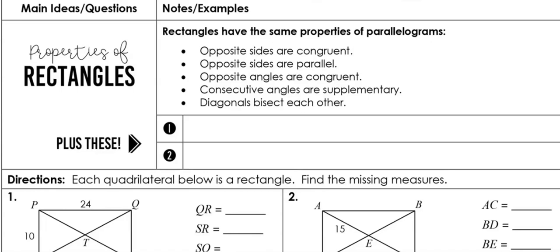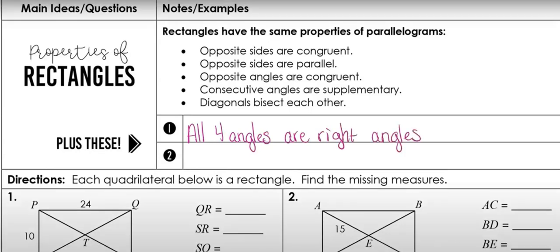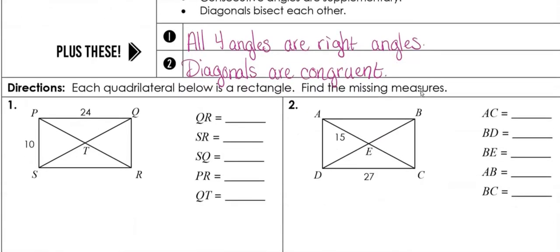If you notice, rectangles are going to have the same properties as parallelograms, which is what those first 5 bullet points are explaining. So we're going to take what we've previously learned about the properties of parallelograms and apply them with rectangles as well. But we're also going to add these two additional properties. The first one is that all 4 angles are going to be right angles. And the second one is that diagonals are congruent. So let's go ahead and apply these new properties that we've learned about rectangles to question number 1.